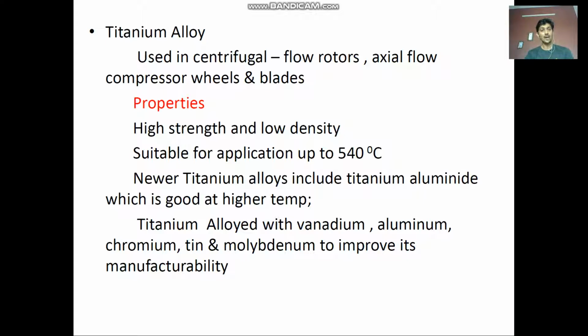Now, why do we use titanium alloys here? Because they have a very high strength and low density, and they are suitable for use up to 540 degrees Celsius. Newer titanium alloys include lithium aluminide, which is good at higher temperature. Titanium alloys with vanadium, aluminum, chromium, tin, and molybdenum are used to improve manufacturability. And that is about titanium alloy.